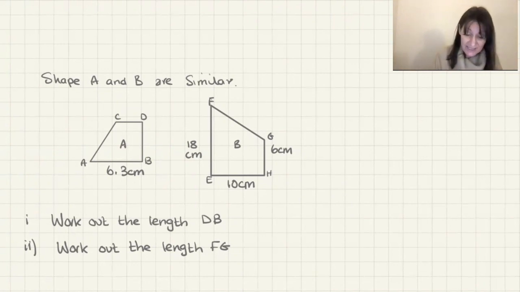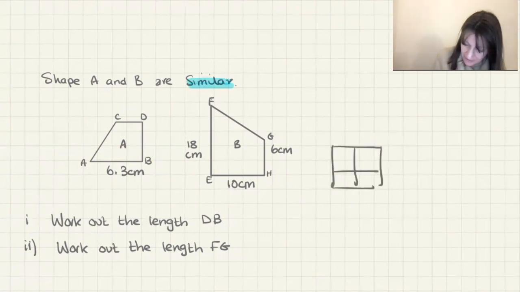Okay, so the first thing to note is the use of the word similar. As soon as I read that, I know that they are just enlargements of each other. And hopefully I'll train my brain to go, read similar, boxes and labels, just straight into it. Okay, so I've got a big and a small shape.